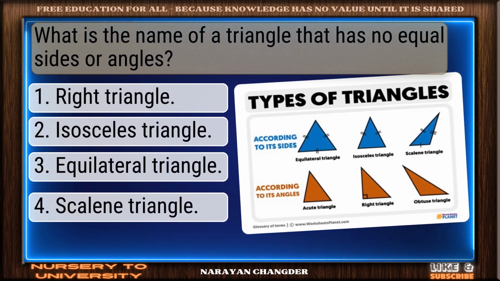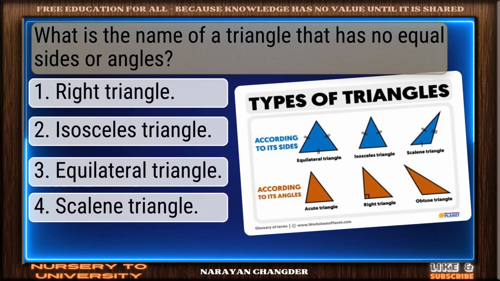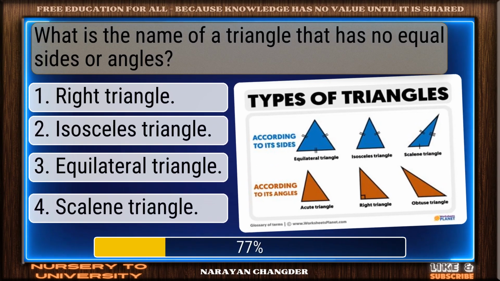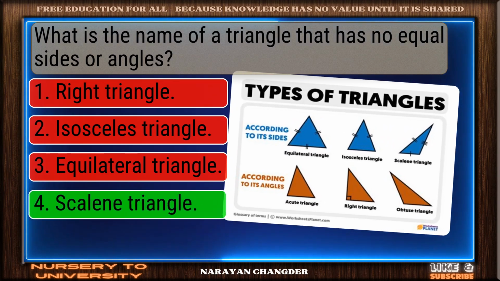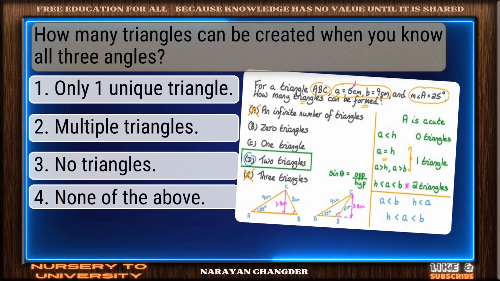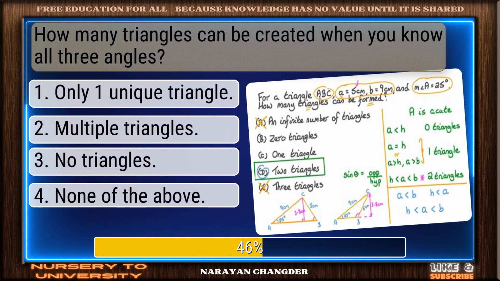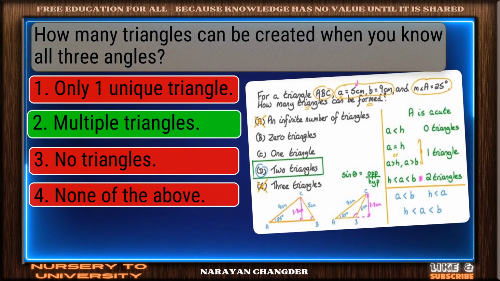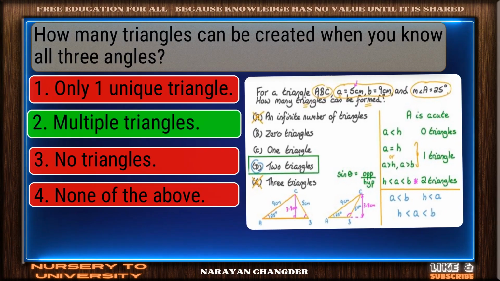Question number 7. What is the name of a triangle that has no equal sides or angles? Good thinking. Scalene triangle is the right answer. Question number 8. How many triangles can be created when you know all 3 angles? Excellent choice. Multiple triangles is the right answer.